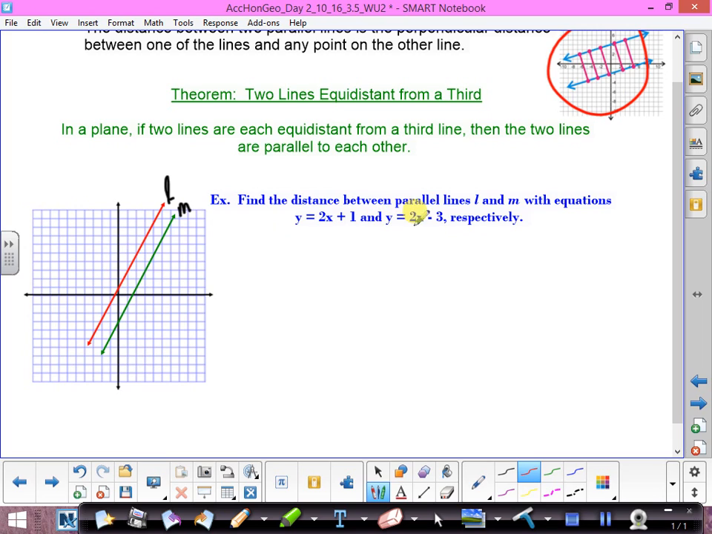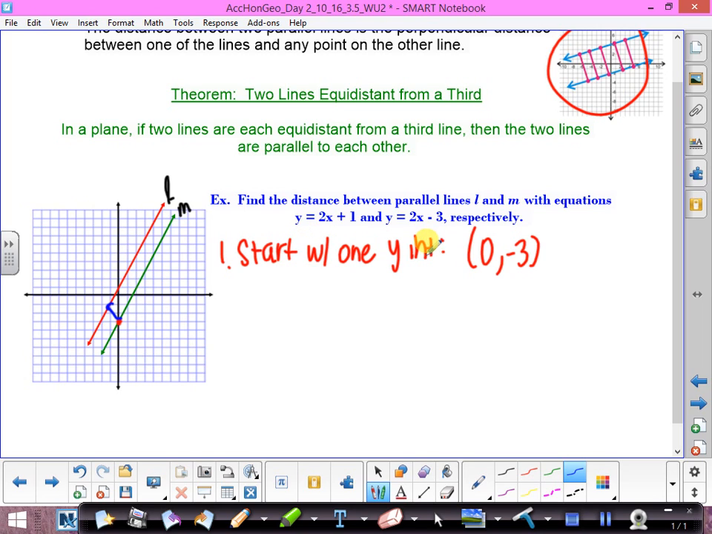So find the distance between parallel lines L and M with equations y equals 2x plus 1 and y equals 2x minus 3 respectively. So what we have to do is pick one point on one line, find where it intersects the other line, that segment, and then find the distance between those two. So the easiest thing to do is to start with one of the y-intercepts. So I'm going to start with the y-intercept 0, negative 3. So I'm going to go from 0, negative 3. And I need to figure out this equation where it would intersect that other line.